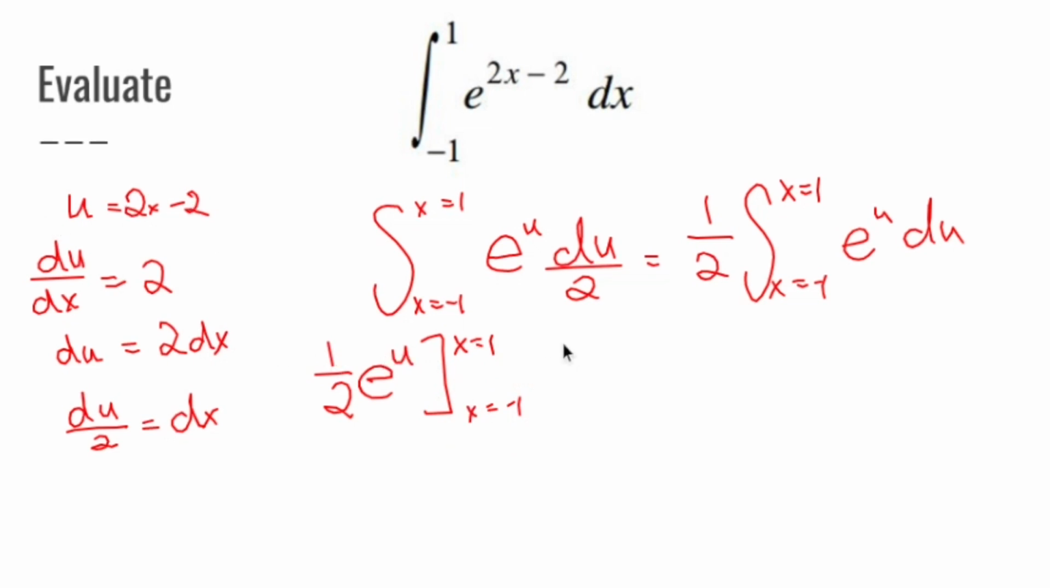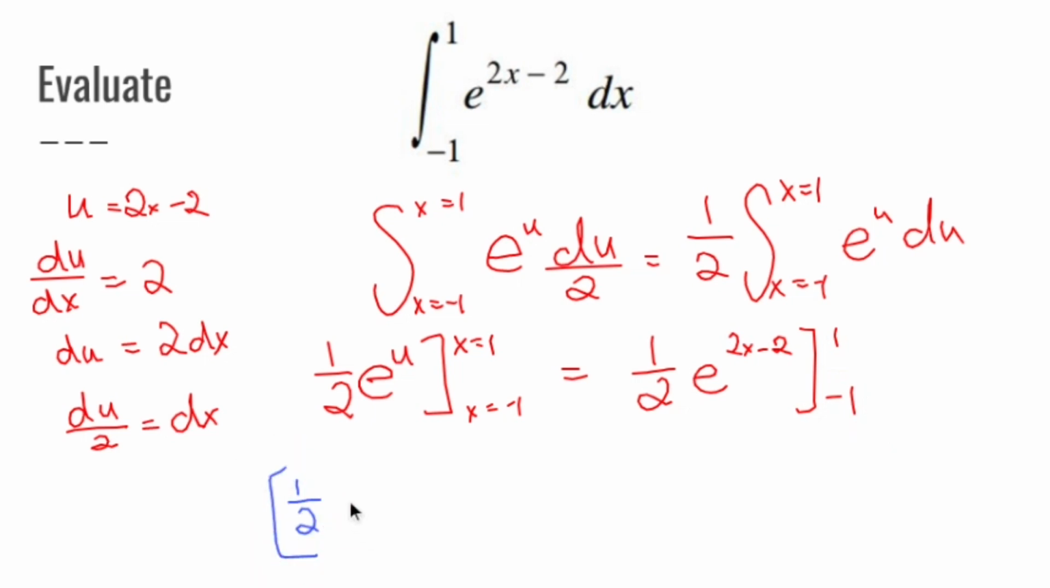u is 2x minus 2. So I'm going to rewrite this as 1/2 e to the 2x minus 2, where my limits of integration are 1 and negative 1. So I'm going to rewrite that and plug in 1. Let's get a different color here.